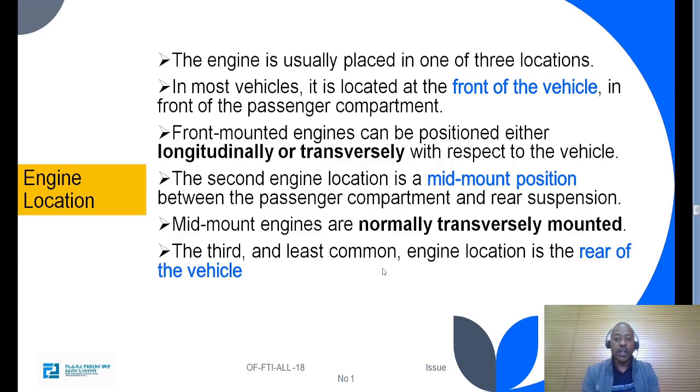Engine location. The engine is usually placed in one of three locations. In most vehicles, it is located at the front of the vehicle, in front of the passenger compartment. A front-mounted engine can be positioned either longitudinally or transversely with respect to the vehicle. The second engine location is a midpoint position between the passenger compartment and rear suspension. Mid-mount engines are normally transversely mounted. The third and least common engine location is the rear of the vehicle.